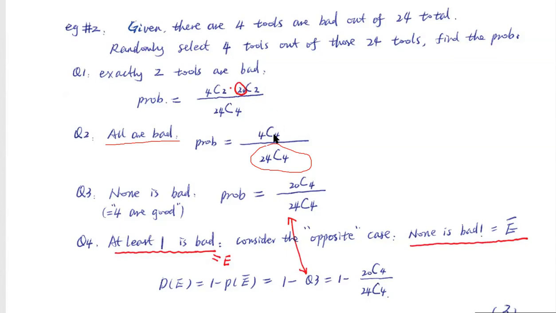Now, we want to select those 4 tools, right? And the question is asking, we want all of those tools to be bad. That means we want to select those 4 out of a total 4. Do we have to continue to multiply, everybody? No, we don't have to continue to multiply like the previous case here. Why don't we need to continue? Because we already selected 4.